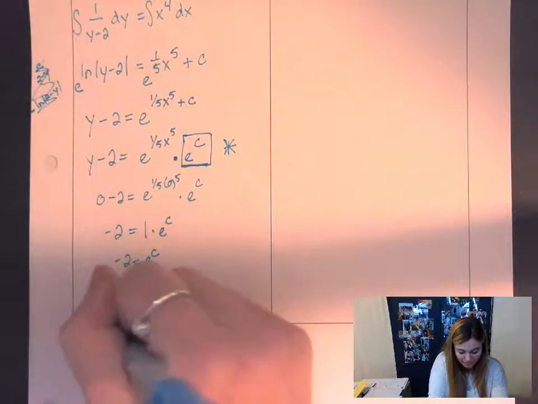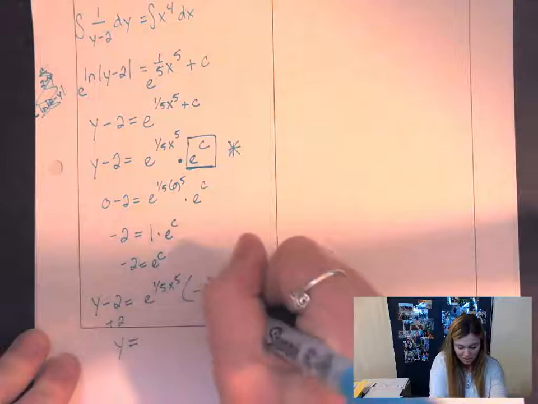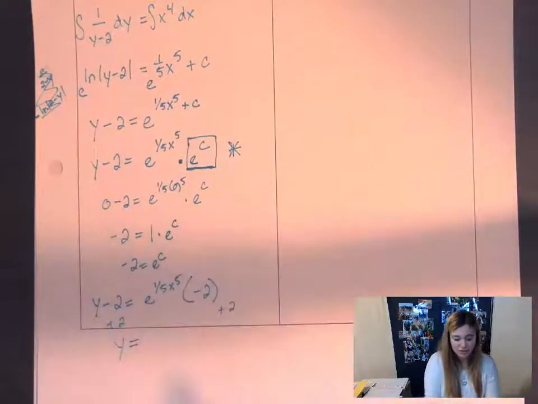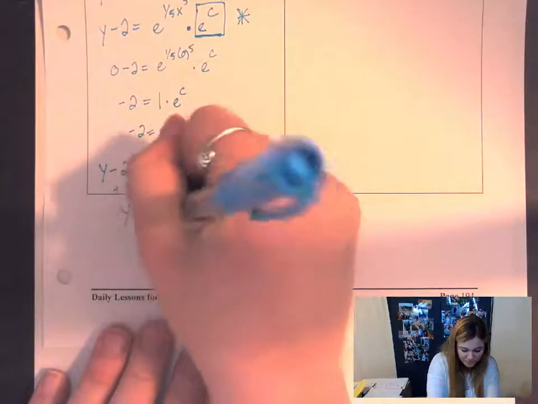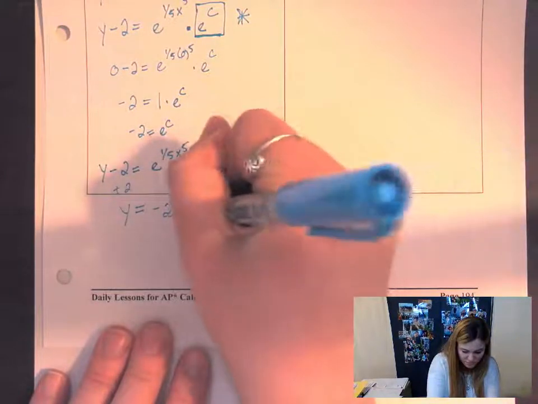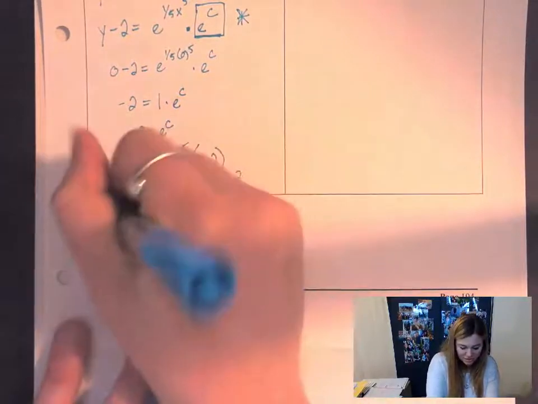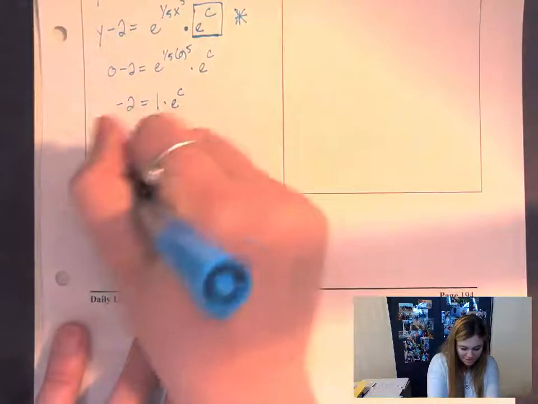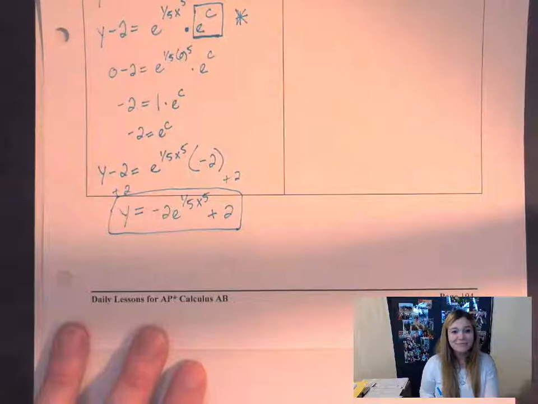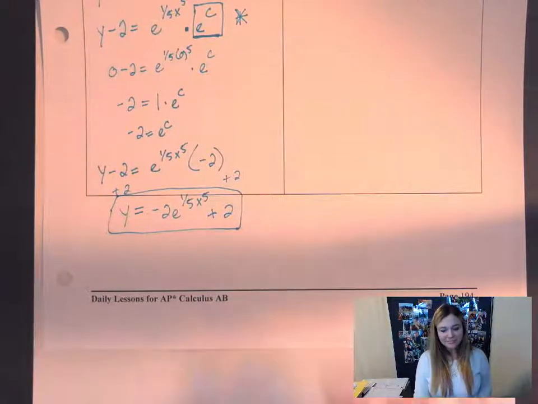Last step. Add 2 on this side and on this side, and I'm going to put the -2 coefficient in front. So I put the -2 out in front here, plus 2 in the end. Ta-da!